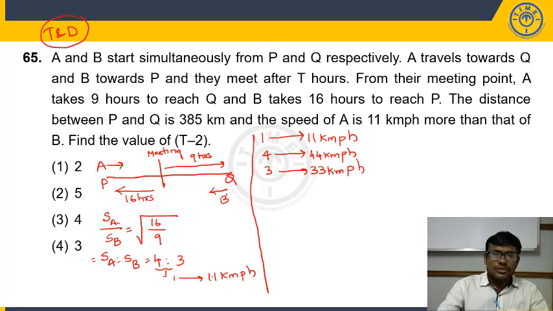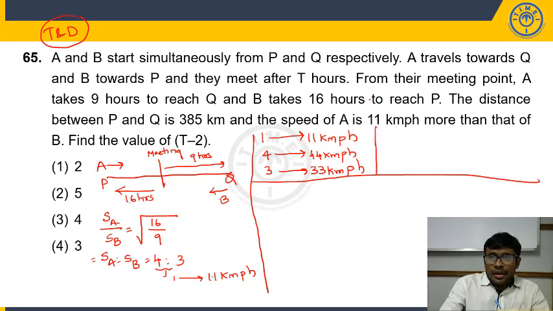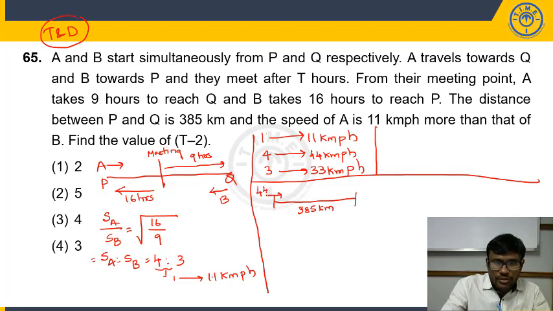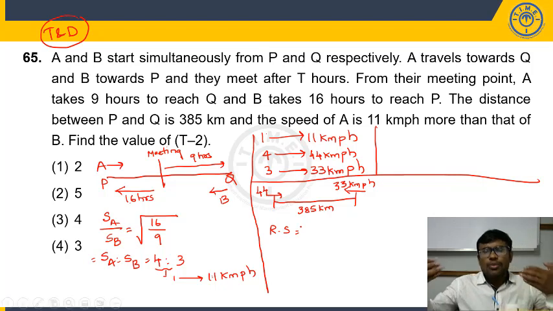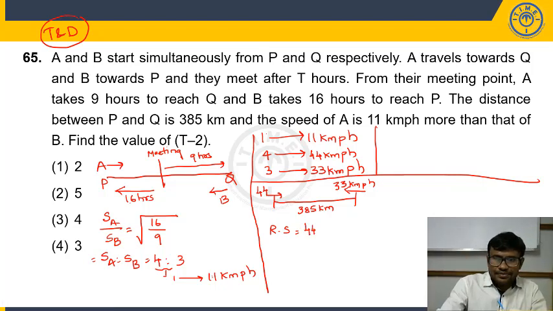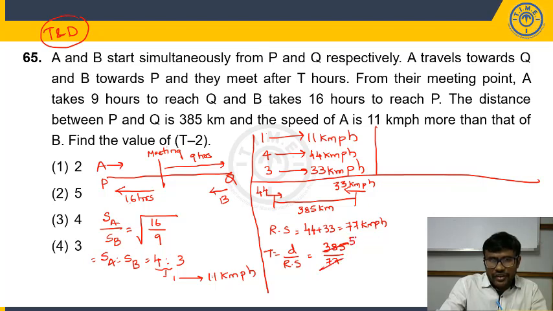Okay, now what is asking to calculate? The distance between P and Q is 385 kilometers. Then they'll meet after T hours. A is coming at a speed of 44 kilometers per hour and B is coming at a speed of 33 kilometers per hour. What is the relative speed here? Since they are moving in opposite direction, relative speed is sum of their speeds. 44 plus 33, that is 77 kilometers per hour. So what is the time taken? Distance by relative speed, that is 385 by 77. So it is obviously 5 hours. Okay, so T is equal to 5 hours.